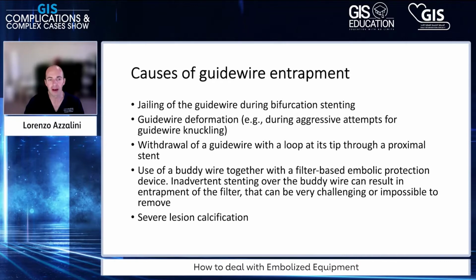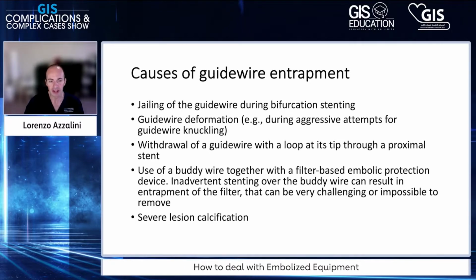So the most common is jailing of the guide wire during bifurcation stenting. In CTO PCI, if we perform very aggressive knuckling, we can deform the wire and get it stuck in the calcium. We can also have this problem if we pull a wire back and the wire has a loop at its tip and then it gets stuck in a proximal stent.